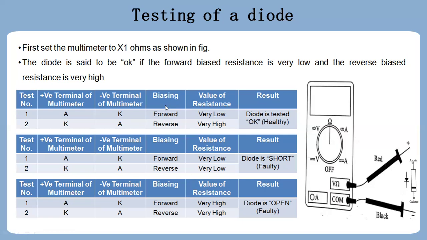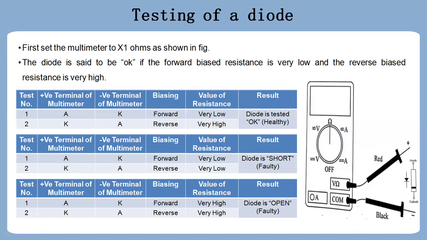During this forward bias, if we are getting a very low resistance value, and on reversing, that is on connecting the positive terminal of the multimeter with the cathode and the negative terminal of the multimeter with the anode, if the value of resistance is very high, we can say that our diode is in okay condition or it is a healthy diode.